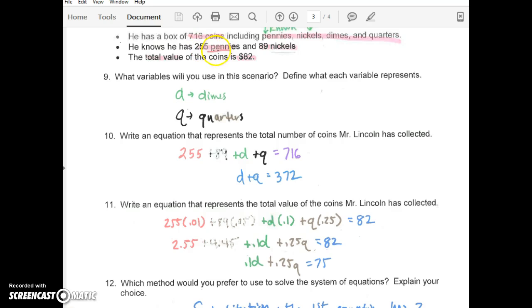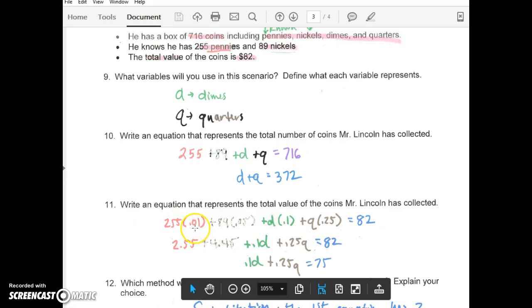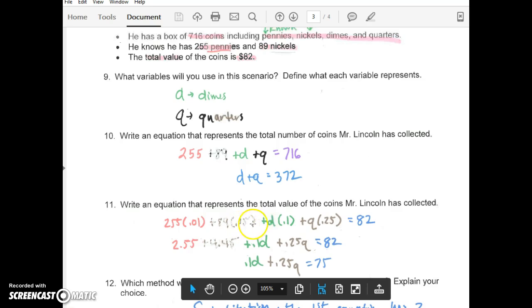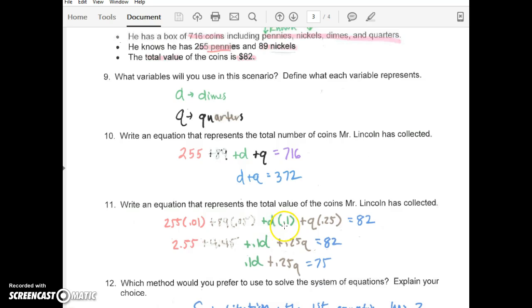So I can take the number of pennies and multiply by what they are. Pennies are worth $0.01. The nickels, I did 89 times 0.05. The dimes, which I don't know, times 0.1, 10 cents. And then the quarters are 0.25, so Q times 0.25. All that added up has to equal 82.